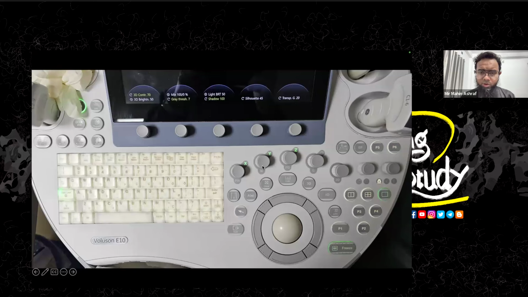This is the color flow. This is the power Doppler. This is the M mode. This is the pulse Doppler. This is the B flow option. Clicking it will not give you a boyfriend, but it will give you a very good view of blood flow. So here is a freeze option.